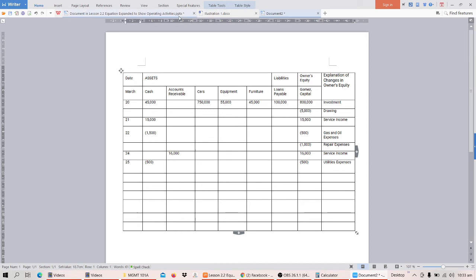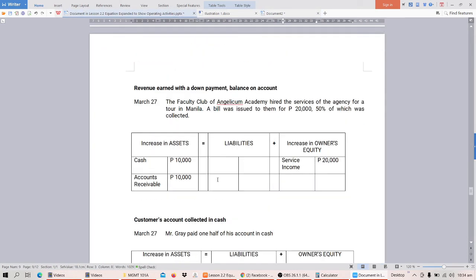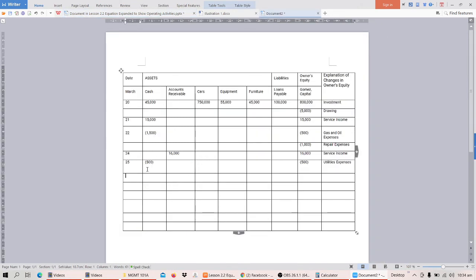Okay. Next one is on March 27, there is an increase in your asset by 10,000 in the form of cash and at the same time in the form of your accounts receivable. So March 27, 10,000 increase in cash and 10,000 also increase in accounts receivable. In your owner's equity will be increased in 20,000. Service income.